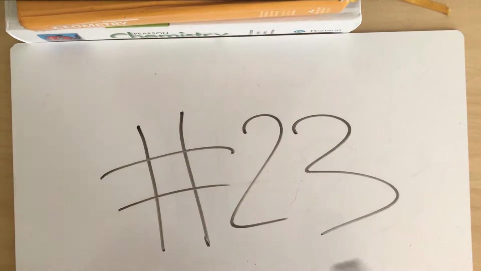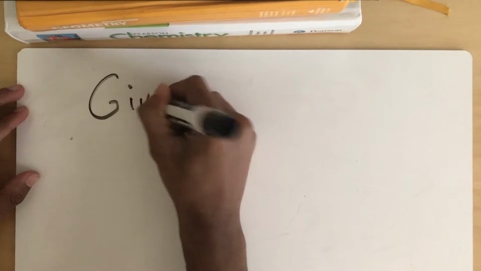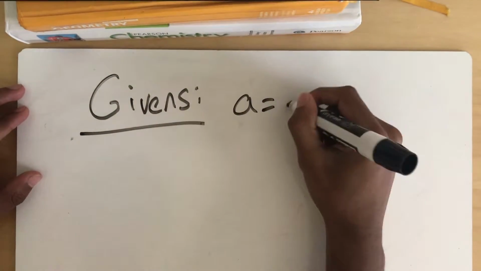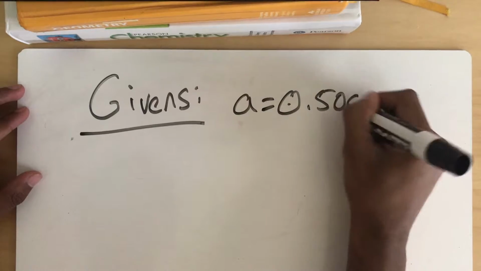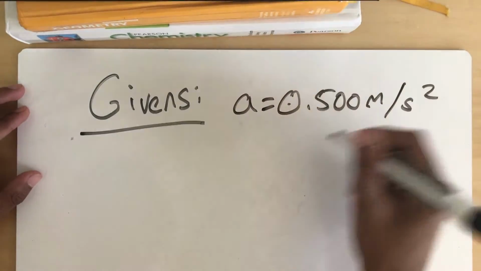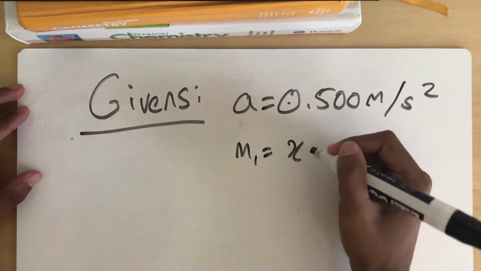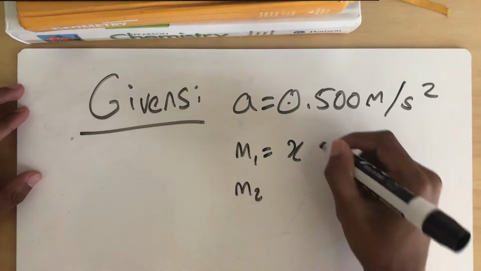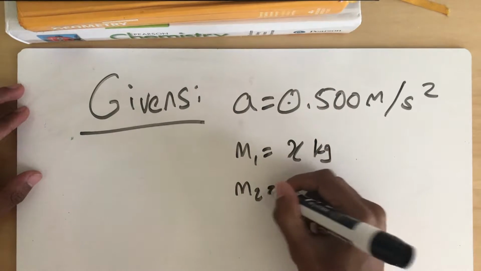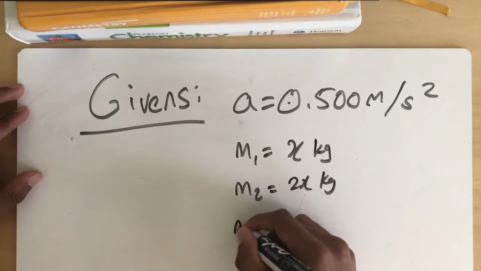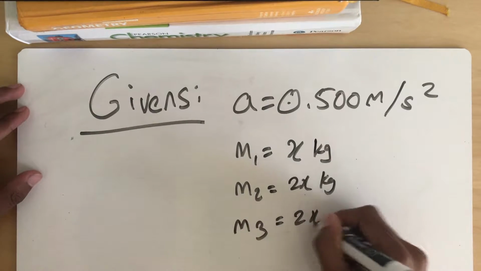This is the solution set to problem number 23 in the Halliday chapter 5. The givens that are, for lack of a better word, given to us are the acceleration, which equals 0.5 meters per second squared, along with mass 1 equaling a value x, which was m in the problem, but I changed to x. And the units is kilograms, and M2 is 2x, and M3 is also 2x kilograms as well.